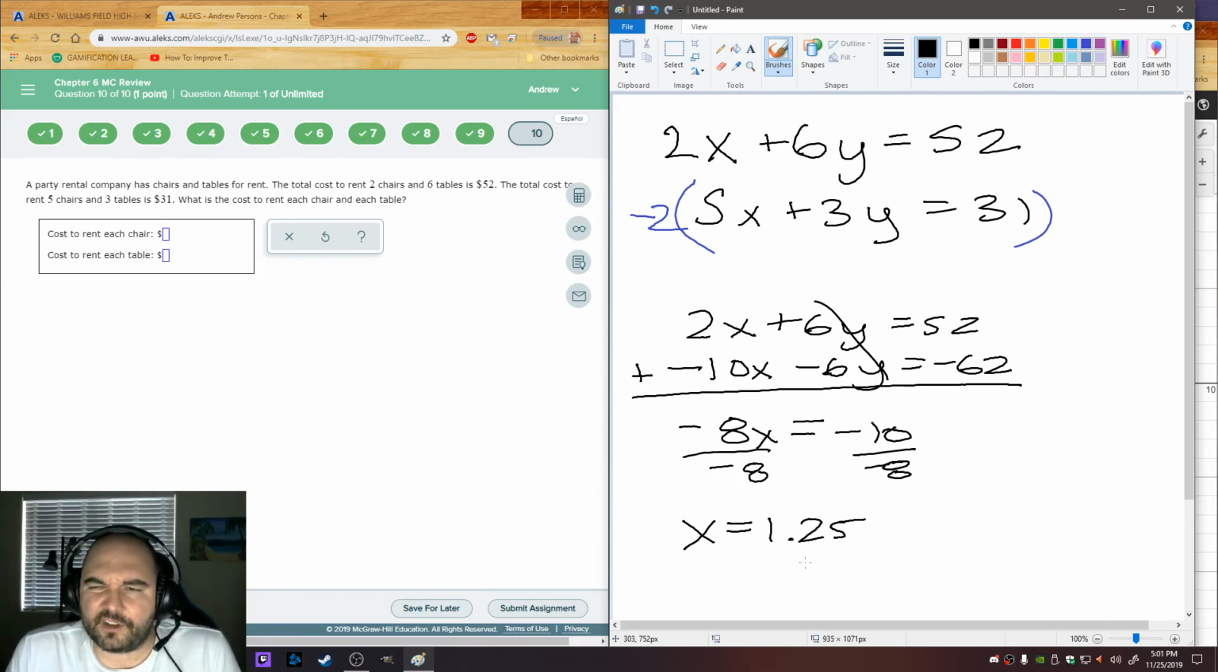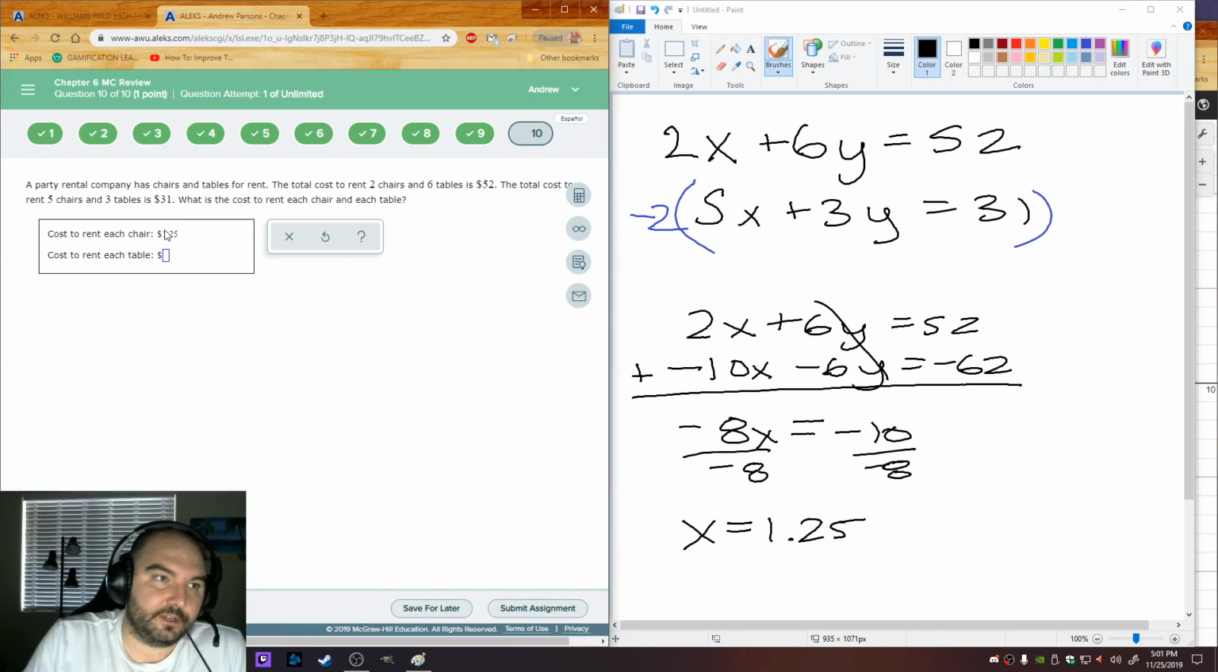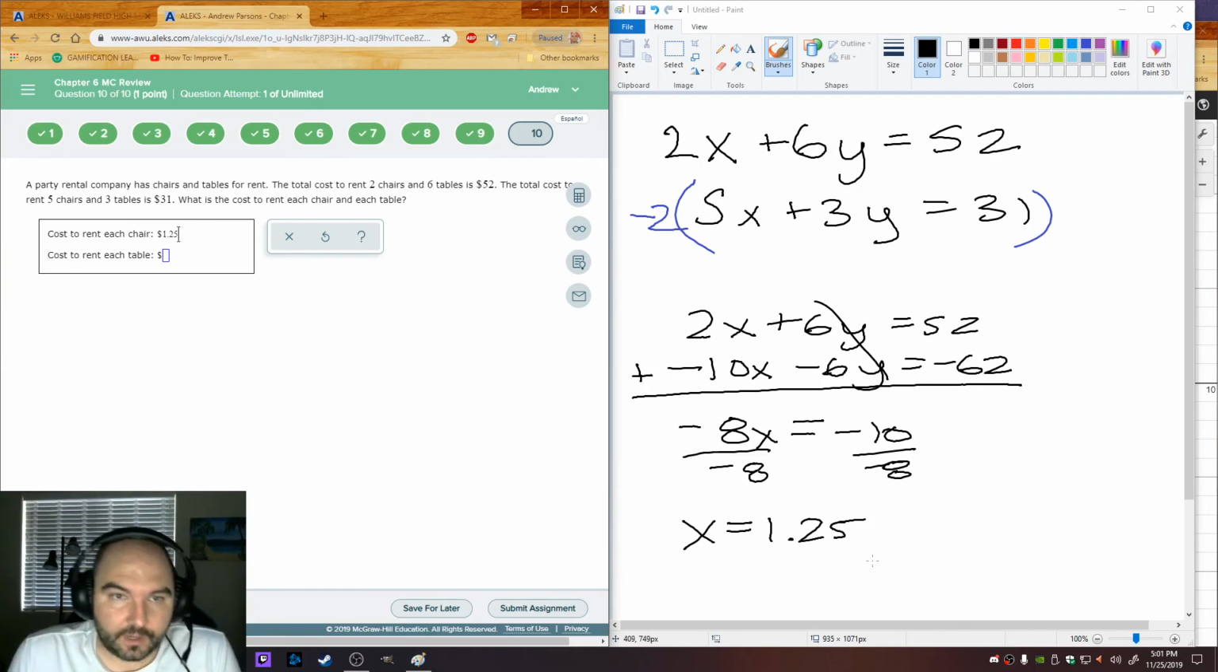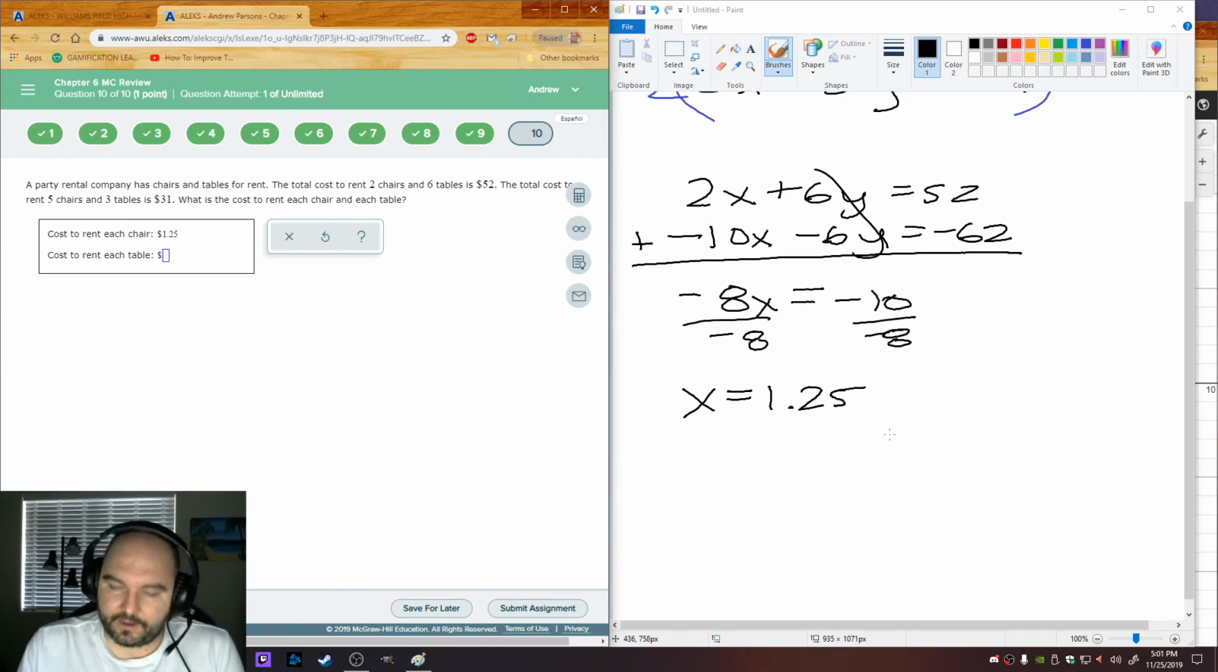But what did I just find? I found $1.25, I guess, but what's that the cost of? Well, I had been using x to replace chair, like 2x, 5x. Those are the chairs. So when I find x, I'm finding the cost of a chair, $1.25. Okay? I still need to go back and find y.